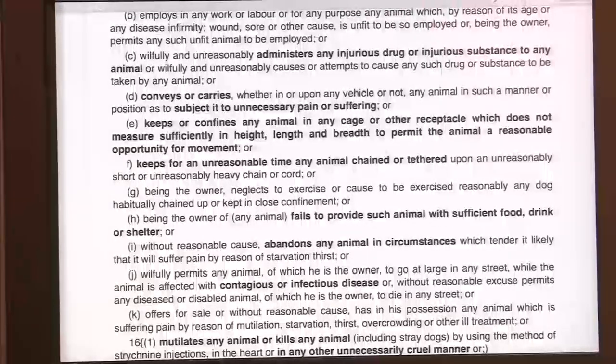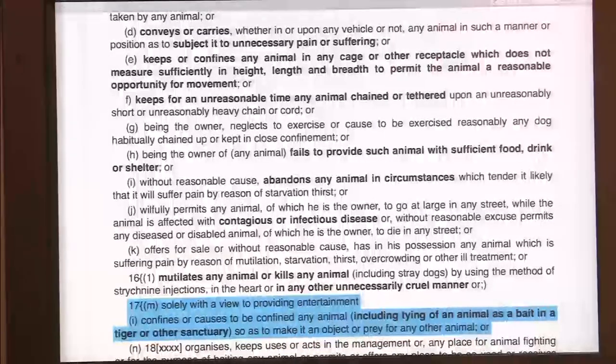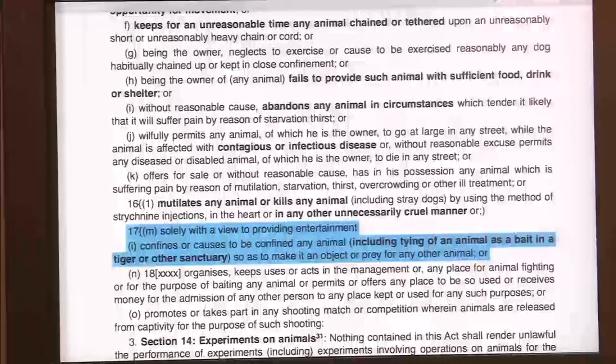You cannot convey or carry an animal, whether in a vehicle or anything else, and subject it to unnecessary pain or suffering. You cannot keep it confined in a cage or any receptacle which does not measure sufficiently in height, length and breadth to permit the animal a reasonable opportunity for movement. You cannot keep the animal chained or tethered for an unreasonable time, or fail to provide it with sufficient food, drink or shelter. You cannot abandon this animal under circumstances in which it will suffer pain by reason of starvation or thirst. If it is suffering from any contagious or infectious disease, you cannot let it loose. You cannot mutilate or kill this animal.